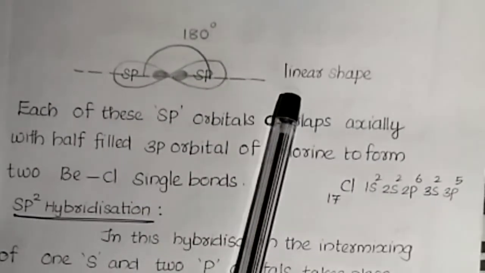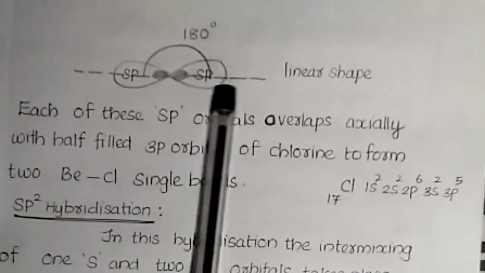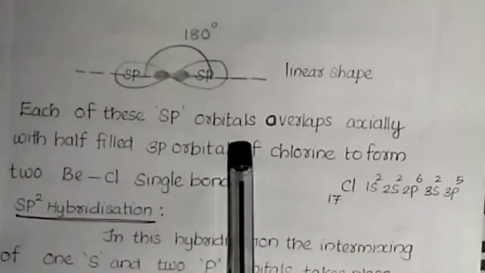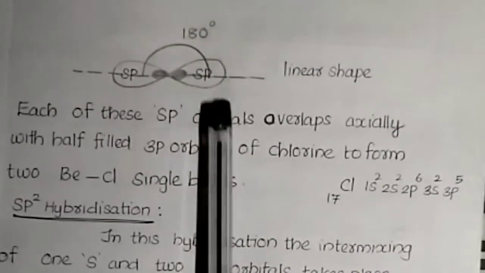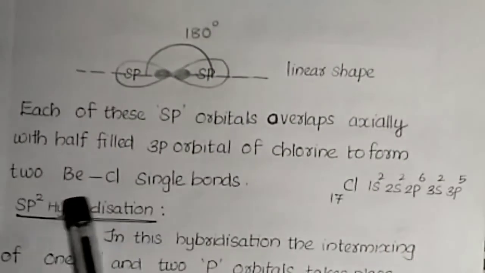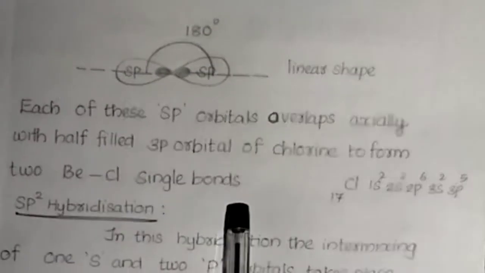So note the point: sp hybrid orbitals have linear shape. Then each of these sp orbitals overlaps axially with the half-filled 3p orbital of a chlorine atom to form two beryllium chlorine single bonds.